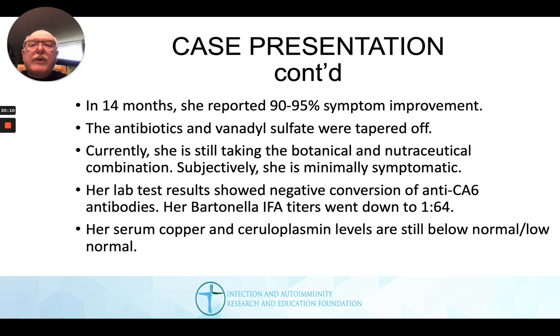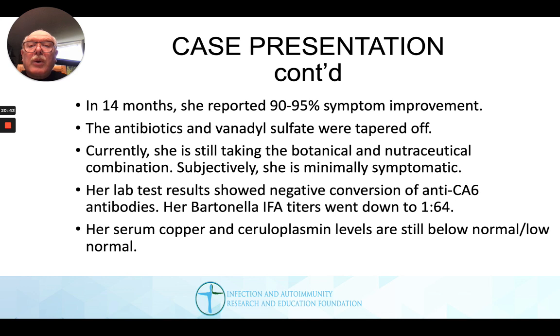At 14 months since the beginning of therapy, she reported 90 to 95% symptom improvement. The antibiotics and vanadyl sulfate were tapered off. Currently, she's still taking the botanical and nutraceutical combination. Subjectively, she's minimally symptomatic. Her lab test results showed negative conversion of anti-carbonic anhydrase 6 antibodies. Her Bartonella titers went down to 1 to 64. Her serum copper and ceruloplasmin levels are still low or low normal.